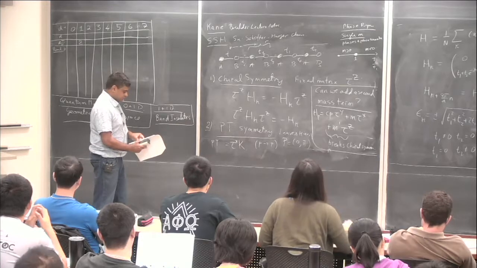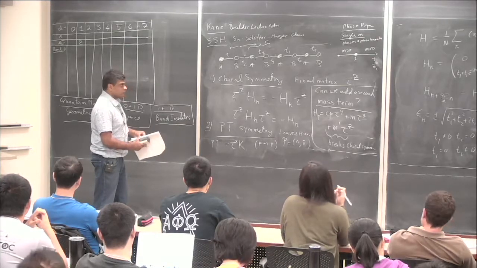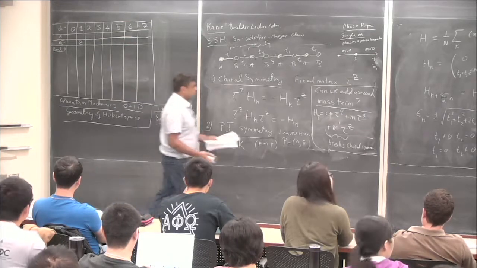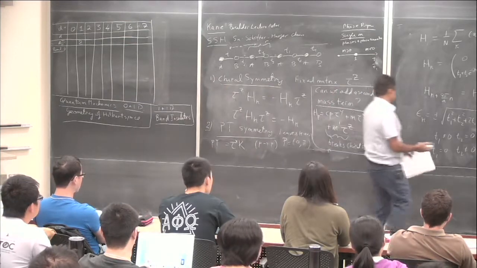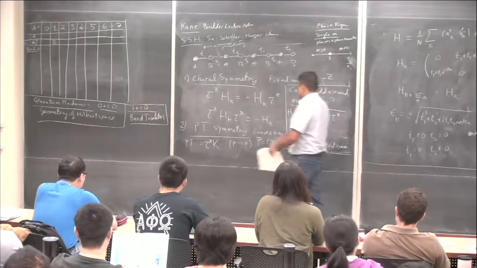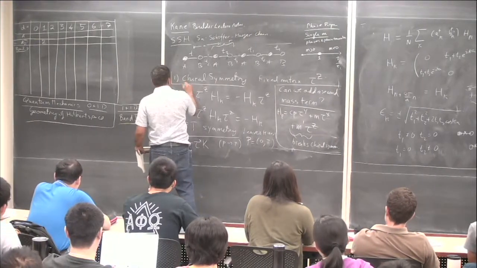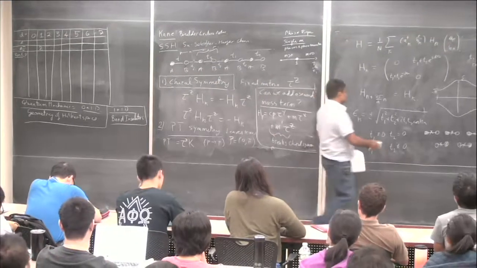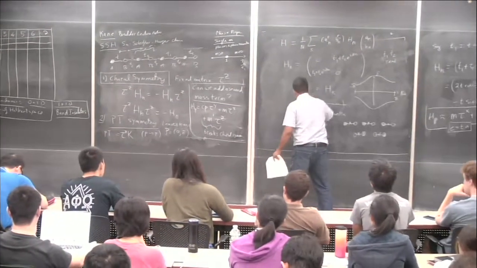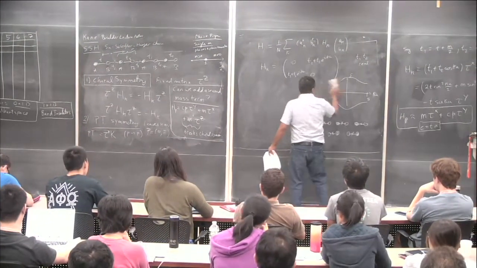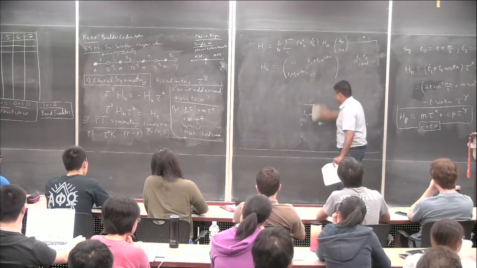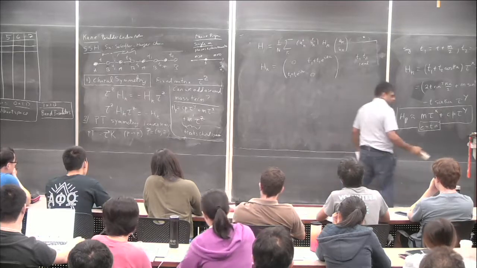So in the 1 minute I have left, let me talk about a topological way of distinguishing these phases when you're protected not by this PT symmetry, but by this chiral symmetry. So what is the topology of states in one dimension protected by chiral symmetry?